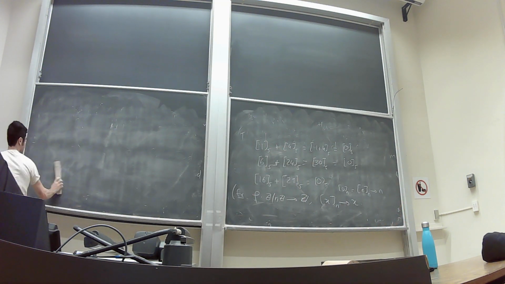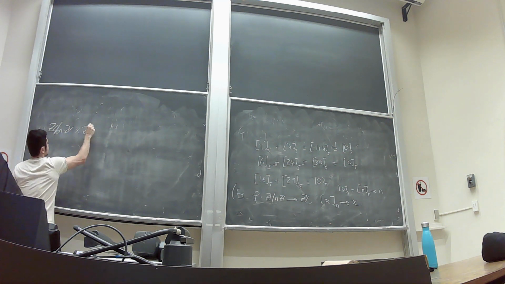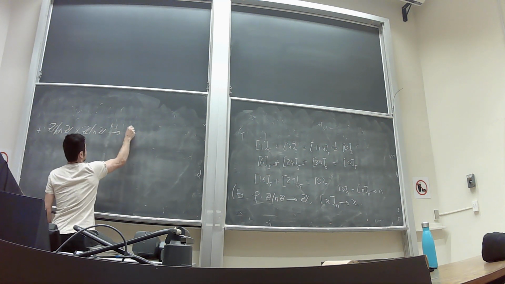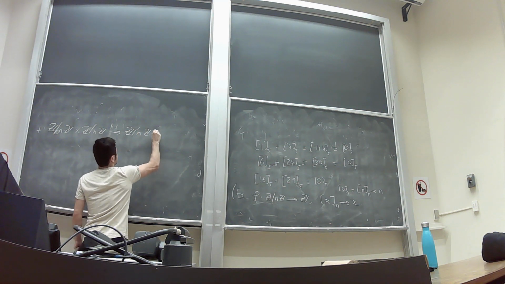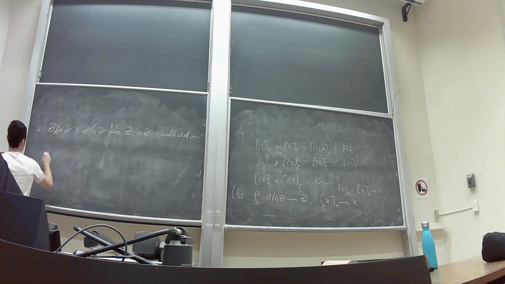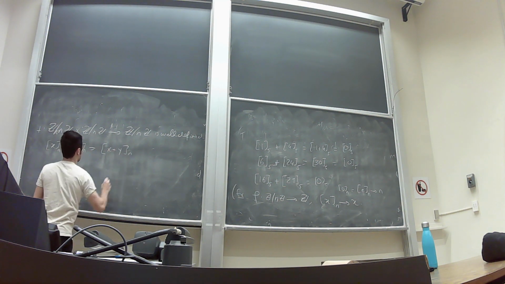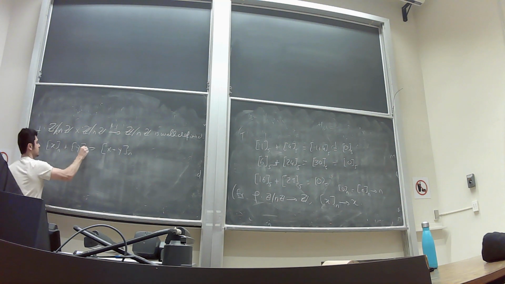So maybe I'll just prove that addition is well-defined. I mean, we already proved it. The addition from Z mod nZ to Z mod nZ is well-defined. So, how do you define the addition of two elements? We take the class of x plus the class of y, and you send it to the equivalence class of x plus y. This operation is well defined.